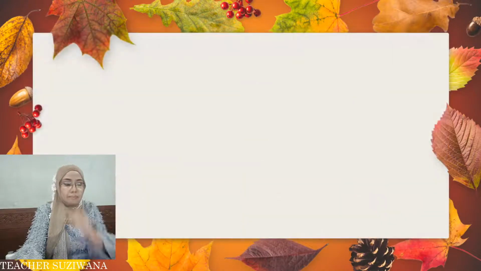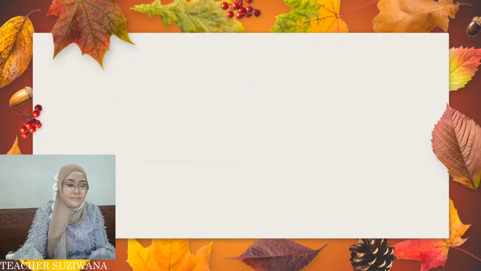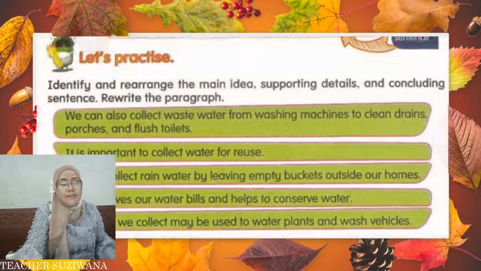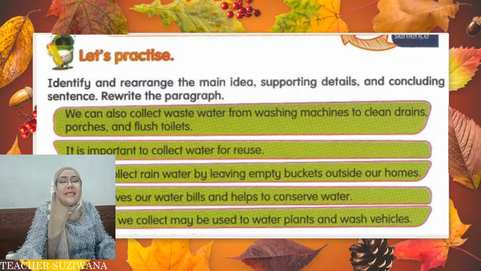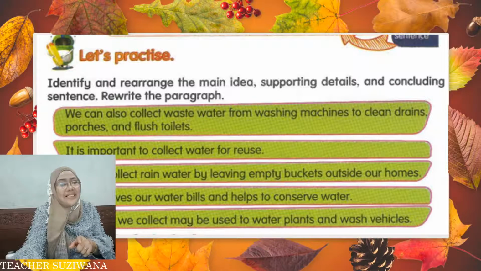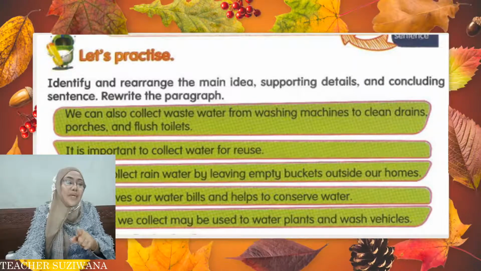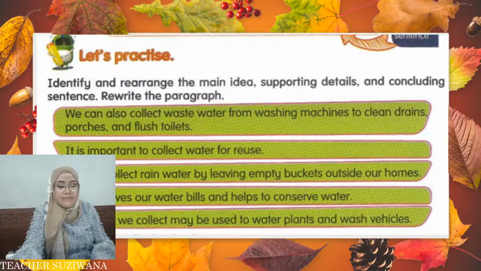Next. Okay, here. Identify and rearrange the main idea, supporting details and concluding sentence. Rewrite the paragraph. This is practice. We're going to practice together. So, look at the first sentence.